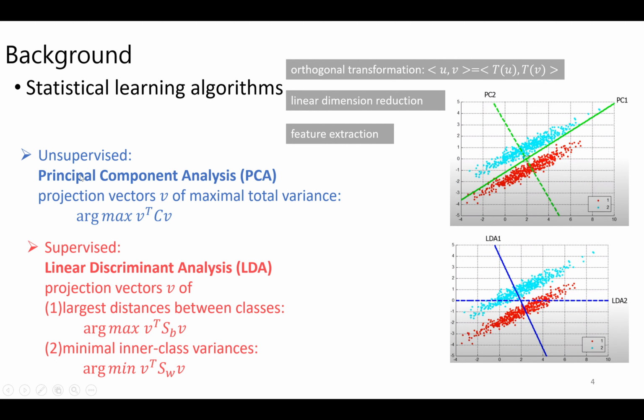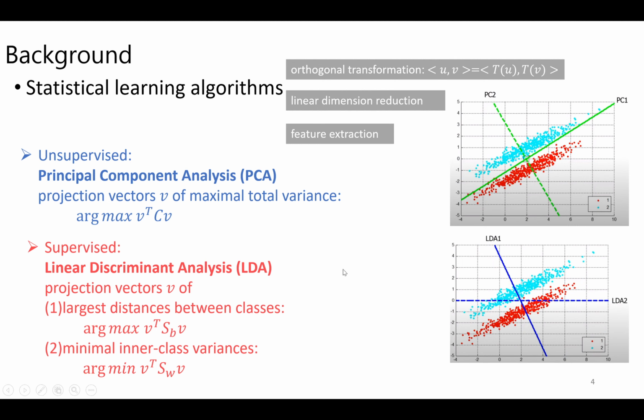The first one is unsupervised learning method, principal component analysis (PCA). It is to find the projection vectors of maximal total variance. As shown in this picture, PC1 is our target vector because all of the data projections onto this direction are most decentralized. That is a maximal total variance.